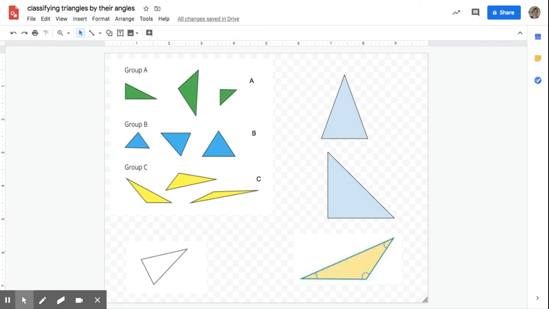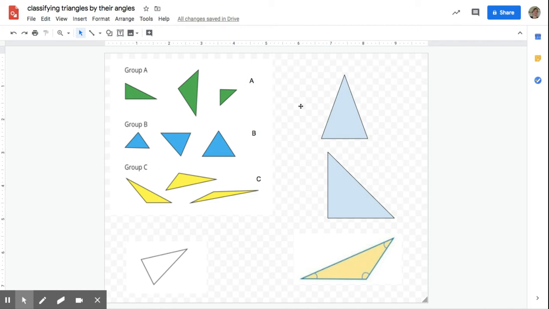Well, you may have guessed it. We are looking at triangles now in math. Triangles are three-sided polygons. They have three sides and three angles.